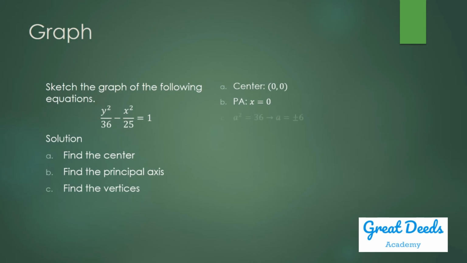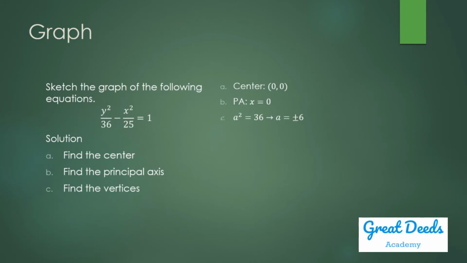Next, let us look for the vertices. Now a will help us locate the vertices, because a is the distance of your vertex from the center. So a squared is equal to 36, and a is equal to plus or minus 6. Again, I spoke about this last time. In the earlier videos, I was not paying attention to plus or minus the square root of a squared. I always took the positive square root. But I think it's more appropriate to take the positive and negative square roots because that is telling you something.